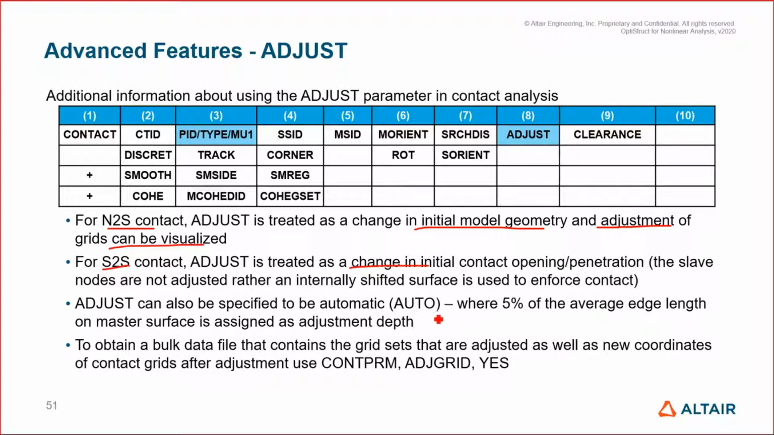Okay. You can also specify adjust to be auto. If you use adjust equals to auto, then we actually use 5% of the master element size. So if your master element size is, let's say 10 mm, we will take 5%, which is 0.5. So yeah, you can use auto as well.